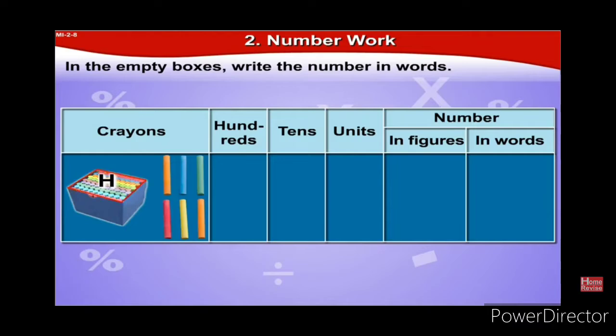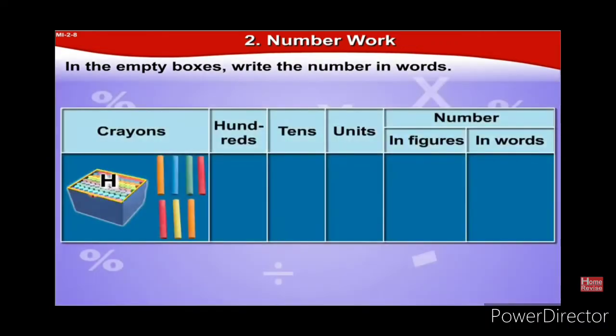Next is a box of 100 crayons and 6 more crayons. So it would be 1 hundred, 0 tens, 6 units. In figures, it would be 106. In words, it is one hundred six.